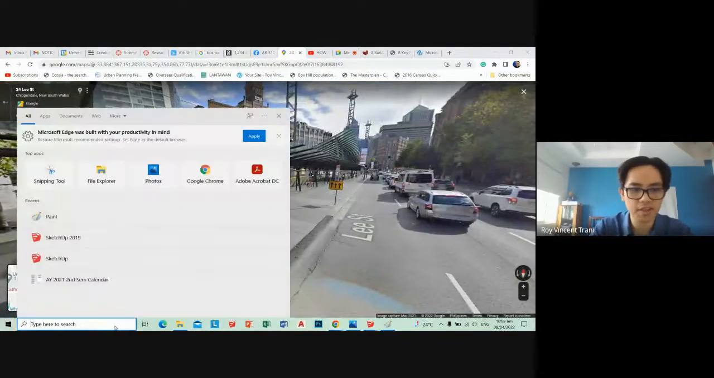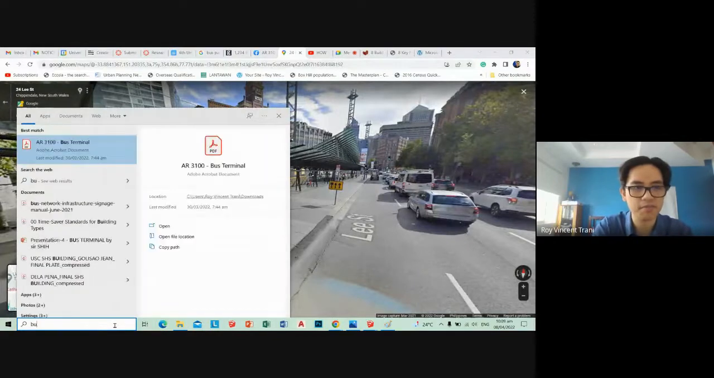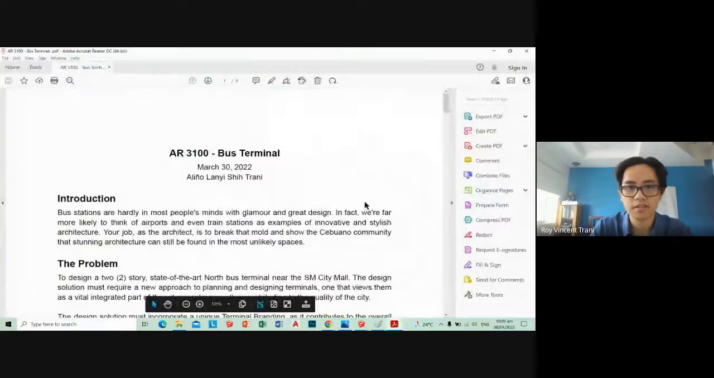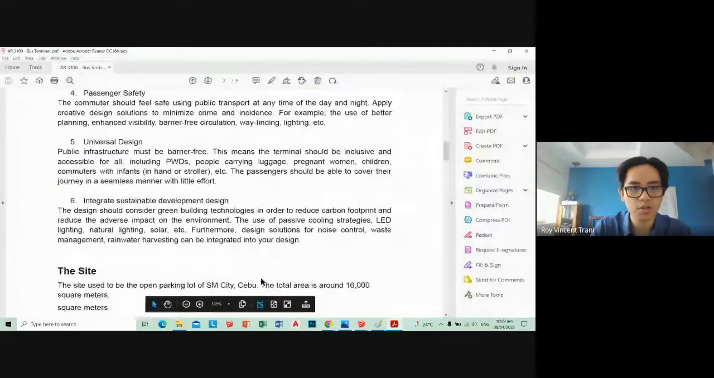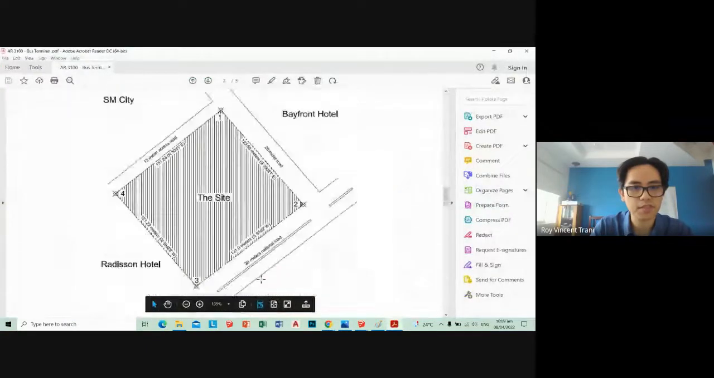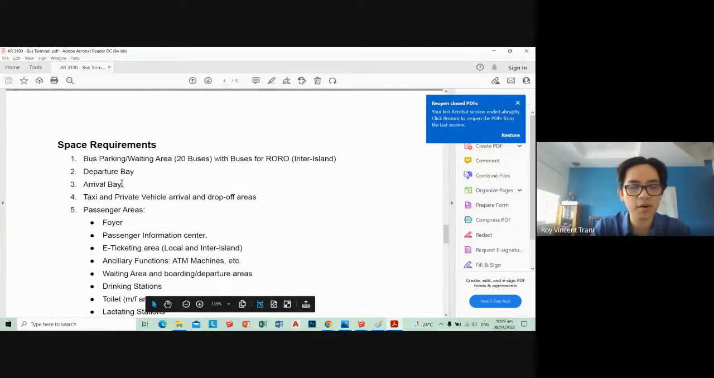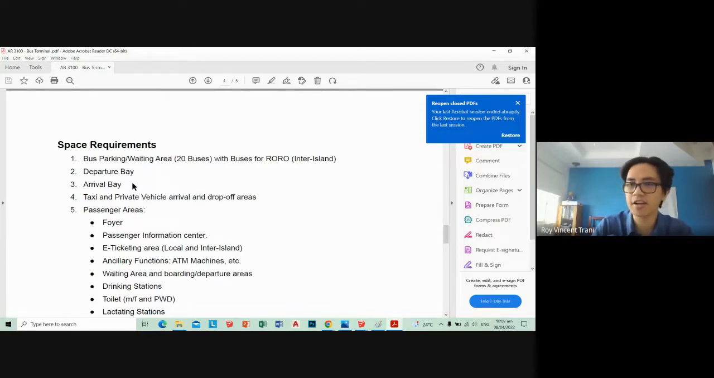Let's open up the design problem. Let's look at the required spaces again. So, bus parking area for 20 buses, departure bay and arrival bay. They can be in the same space, but there has to be a clear separation so the people who arrive, or who are going to the bus terminal, don't get confused.